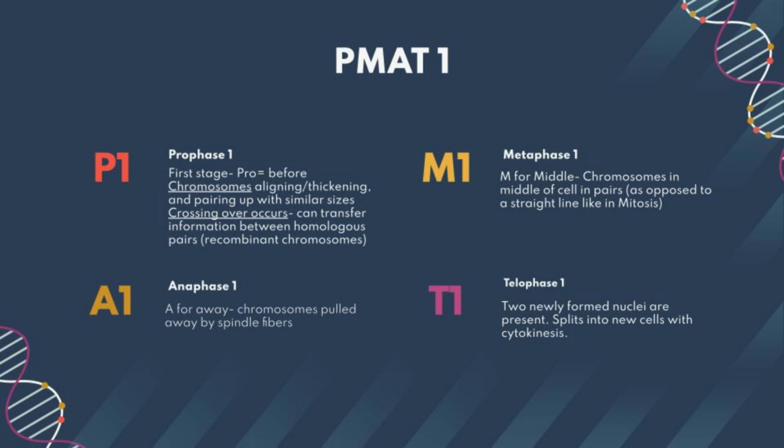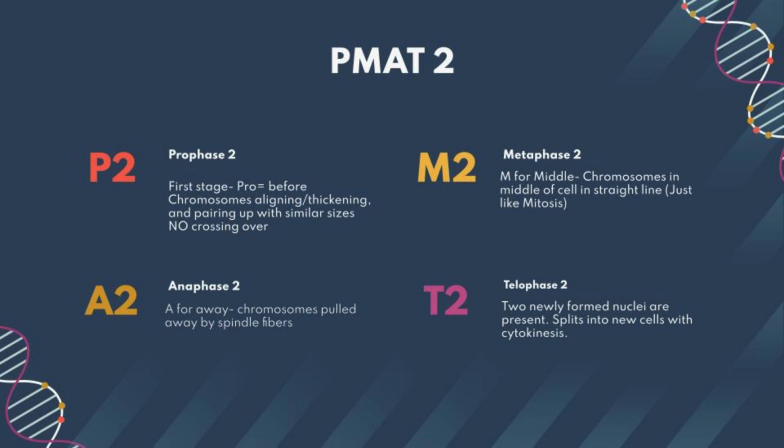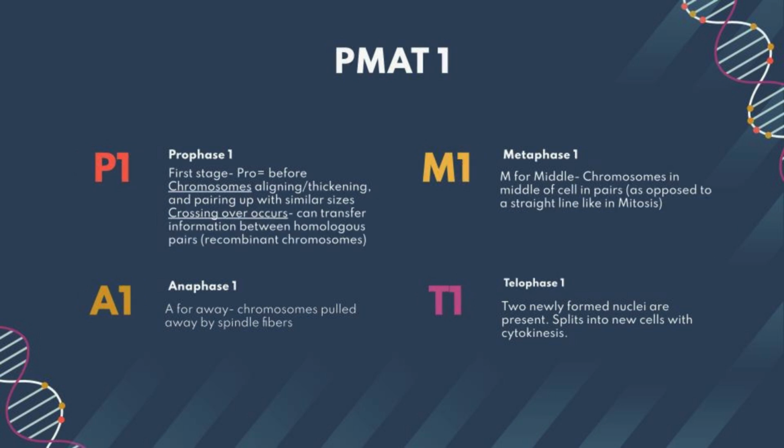So in PMAT, the same thing happens in each phase. The only thing that's different is that certain things only occur in PMAT 1 versus PMAT 2. So you'll notice here in PMAT 1, with prophase 1, this is where that crossing over occurs. So first stage, before chromosomes are lining up and thickening and pairing up with similar chromosomes. And in that first time, the recombination can occur.